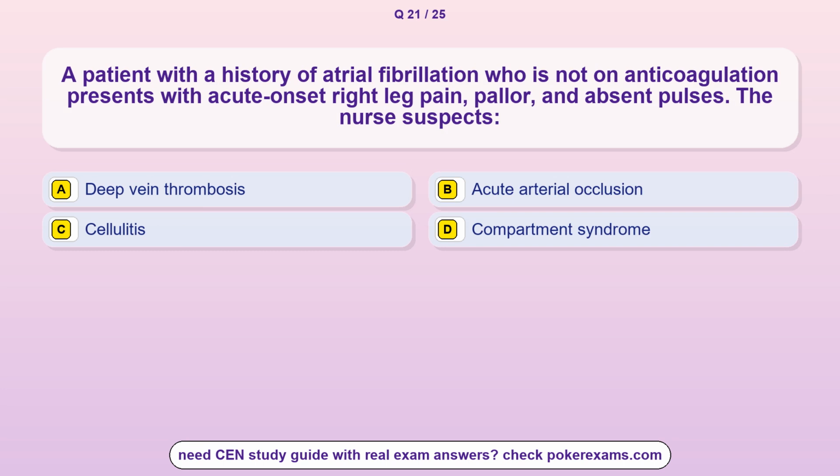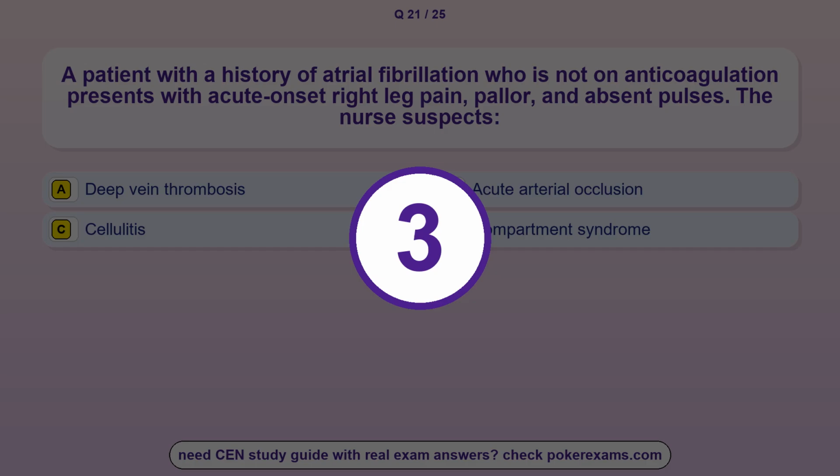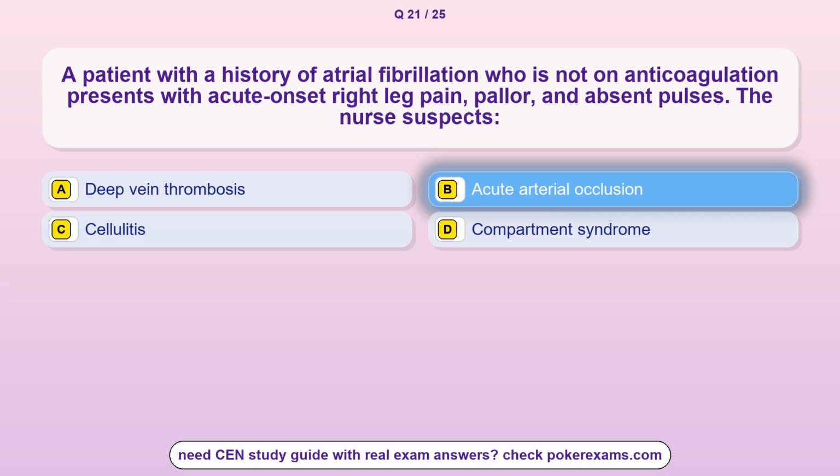Question 21. A patient with a history of atrial fibrillation who is not on anticoagulation presents with acute onset right leg pain, pallor, and absent pulses. The nurse suspects option A, deep vein thrombosis. Option B, acute arterial occlusion. Option C, cellulitis. Option D, compartment syndrome. The correct answer is option B, acute arterial occlusion.